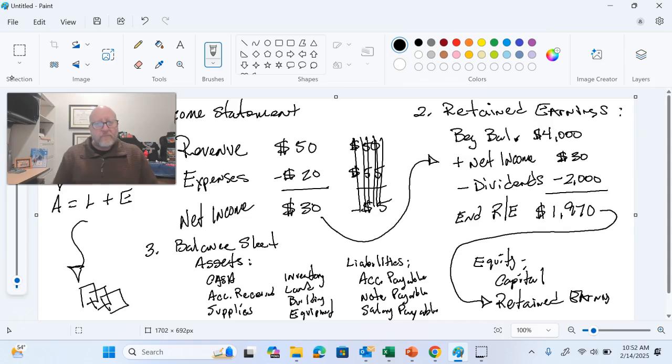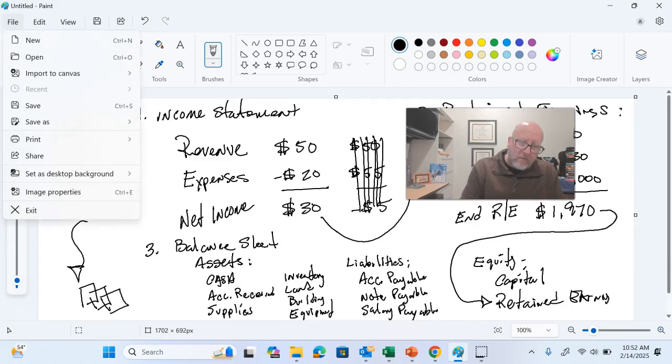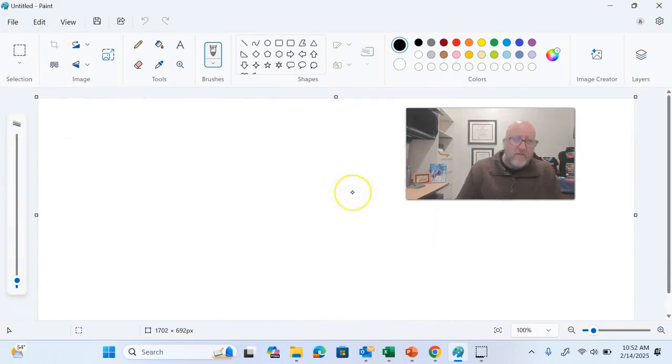Give it some thought. I've obviously run out of room with respect to this first slide, and we haven't gotten to the fourth financial statement yet. So I'm just going to clear this out and then quickly talk about the last financial statement. Okay, the fourth financial statement is what we call the cash flow statement.